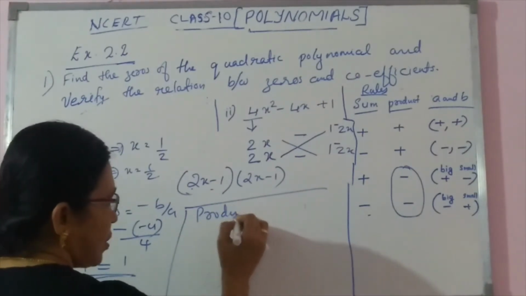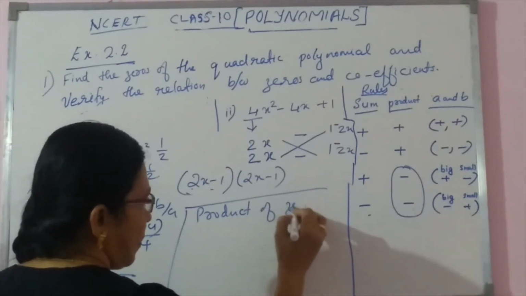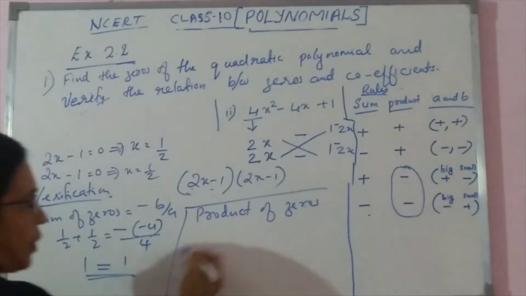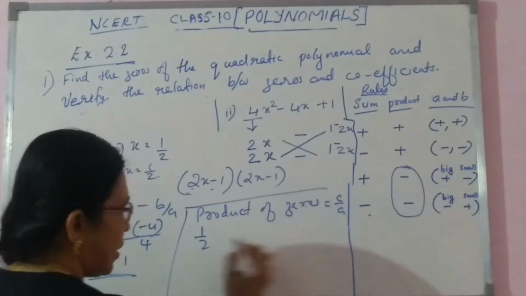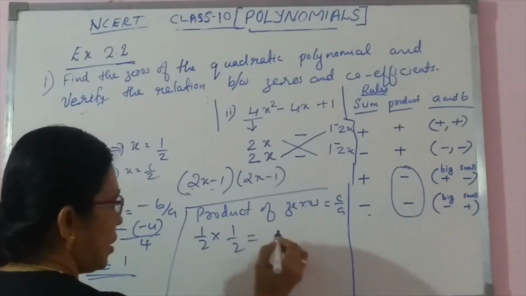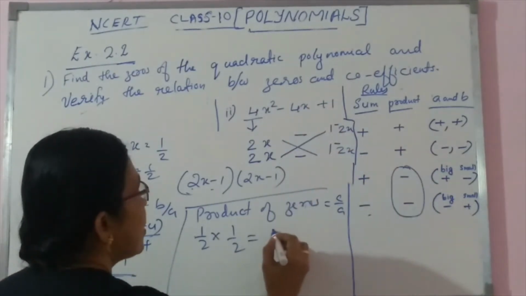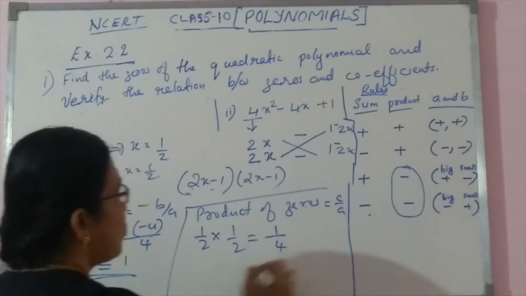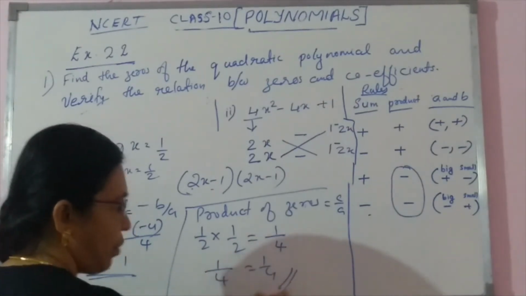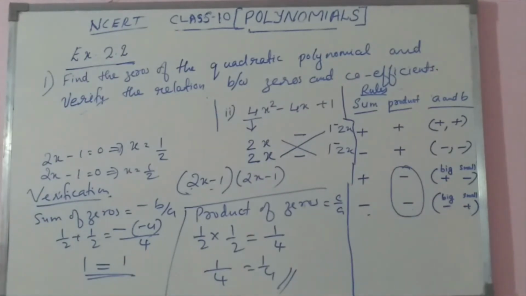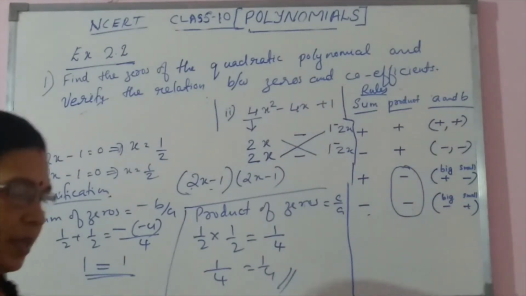Now product of zeros we can do. Product of zeros is equal to c by a. That is 1 by 2 into 1 by 2. Product of zeros is c divided by a, that is 1 by 4. 1 into 1 is 1, 2 into 2 is 4, so equal to 1 by 4. So in both the cases we got the same answer, therefore it is verified.